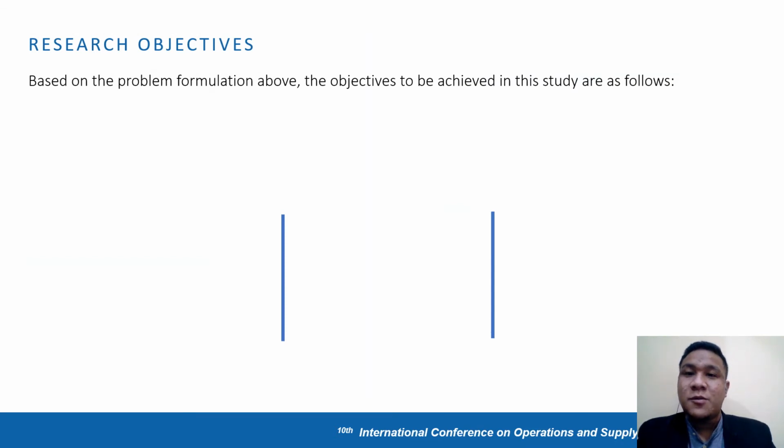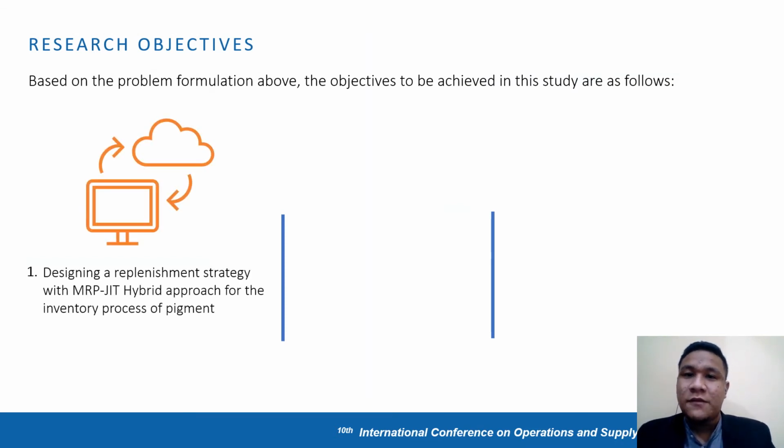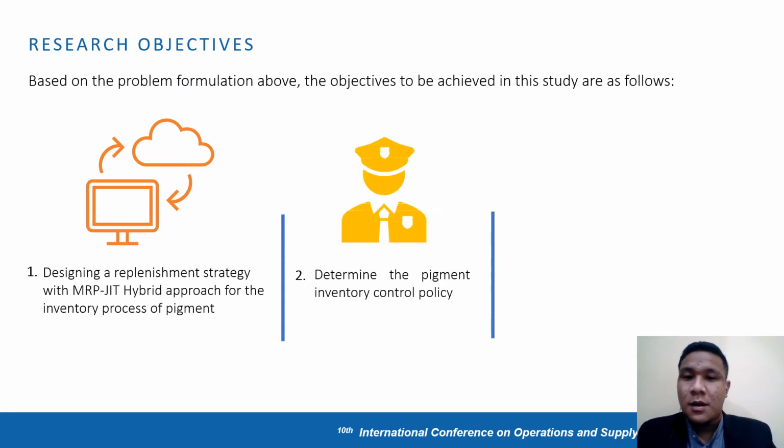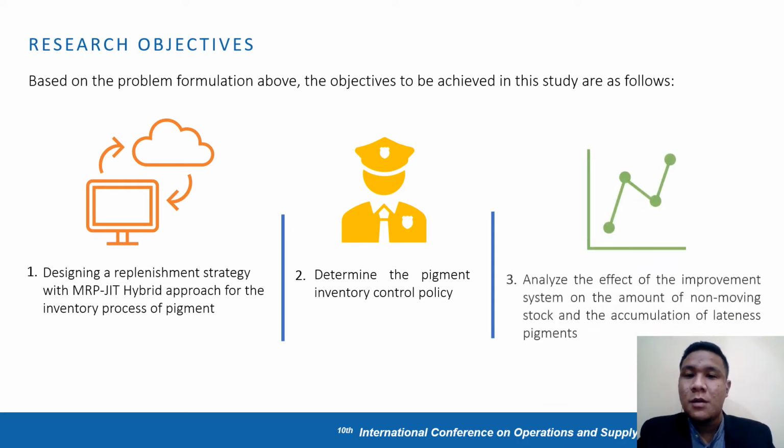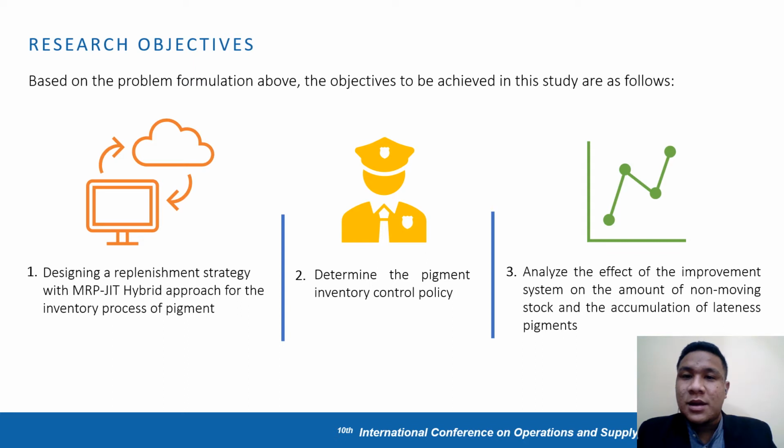What actually is the objective of this study? First is to design a replenishment strategy using the MRP-JIT approach for the inventory process of the pigment. The second is to determine the pigment inventory control policy. And the third is to analyze the effect of the improved system on the amount of non-moving stock, the accumulation of late pigment, and also the inventory level. This is the implication from a managerial perspective.